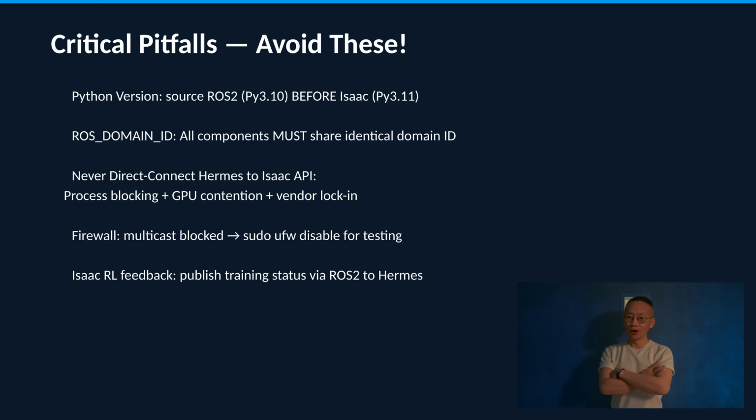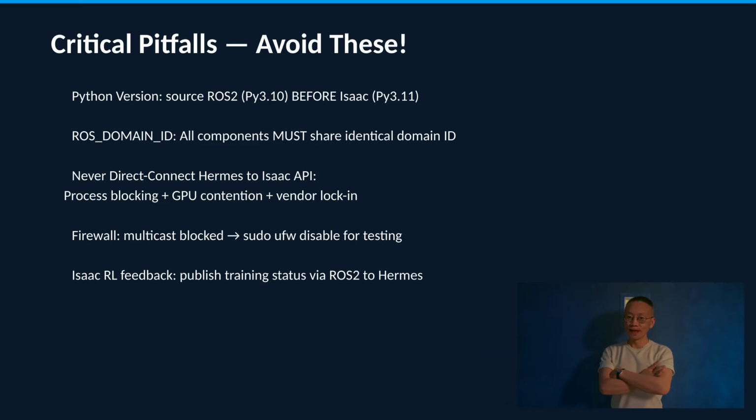Here are the critical pitfalls you must avoid. First, Python version conflicts. Always source ROS2 with Python 3.10 before launching Isaac with Python 3.11. Second, ROS domain ID mismatch. All components must share identical domain IDs.